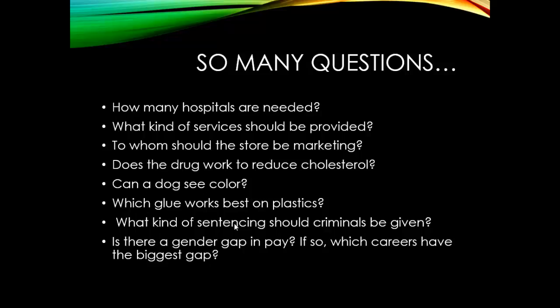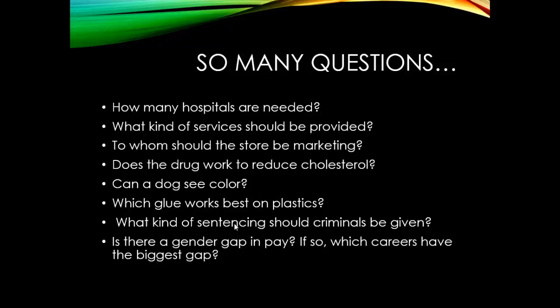So we can answer questions. How many hospitals are needed? What kind of services should be provided? To whom should we be marketing? Does this drug work? Can a dog see color? Which glue works best on plastics? Good one. What kind of sentencing should criminals be given? In other words, what are the key factors which are correlated to recidivism? Is there a gender gap in pay? And if so, in which careers is there a gender gap? Which is it bigger? Which is it smaller? Is it reversed in any careers?